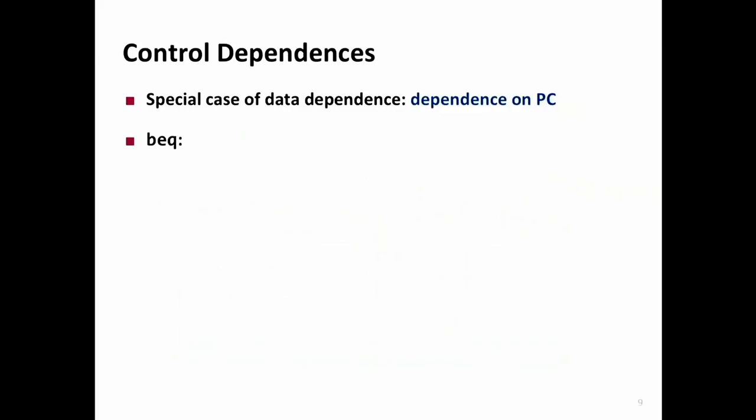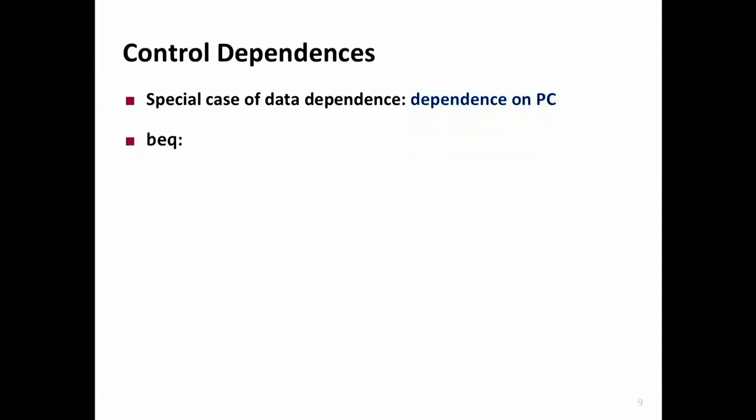Let's look at control dependencies just a little bit. I don't want to open up a huge area because there's a lot of stuff to consider talking about control dependencies. But as I mentioned, it's a special case of data dependence. It really depends on the program counter.